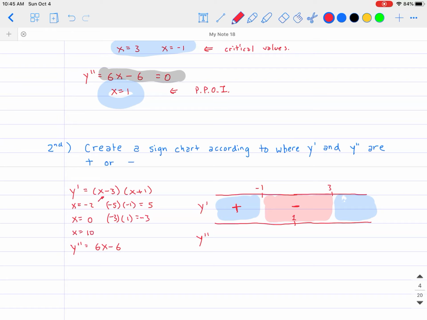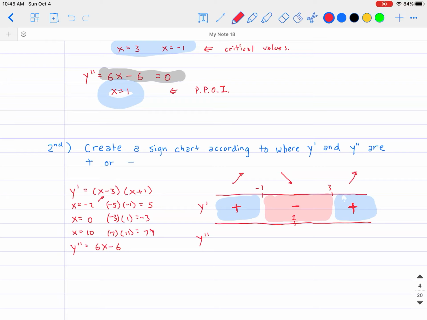And afterwards, you can plug in something that's greater than 3, but I think you get the idea. Let's say x is equal to 10. Then we're going to get 7 multiplied by 11, which is going to be 77. So that means that everything after 3, y prime is going to be greater than 0, so everything is positive. So now we have an idea of the graph because it's telling me that before -1 it's increasing, from -1 to 3 it's going to be decreasing, and then after that it's going to be increasing. So that means that my graph currently looks probably something like this.